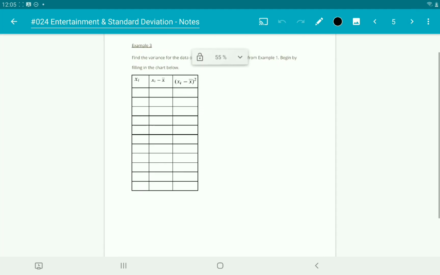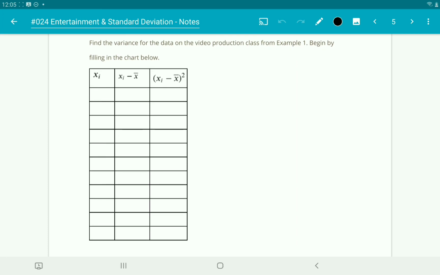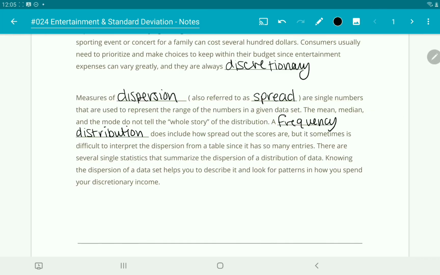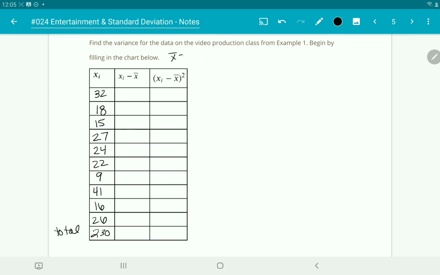Okay? So example 3 says to find the variance for the data on the video production class from example 1. If I fill in these numbers, we have 32, 18, 15, 27, 24, 22, 9, 41, 16, 26, and if we add them all to a total, I didn't write this in there, sorry, we get 230 altogether. We did find the mean, which we figured out on number 1. The mean is 23. Okay, so x bar is 23.